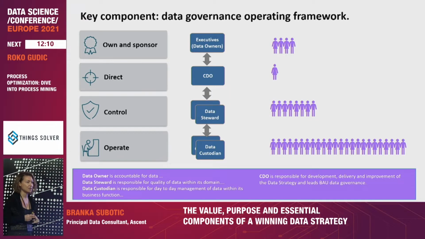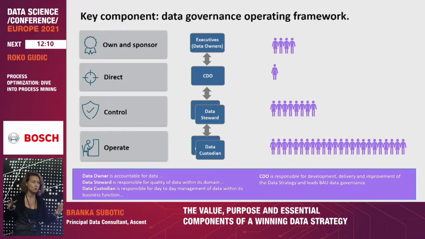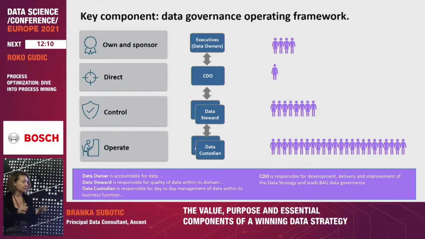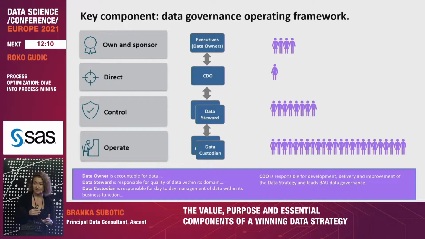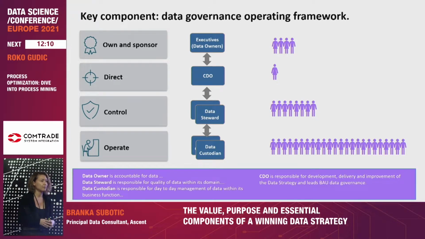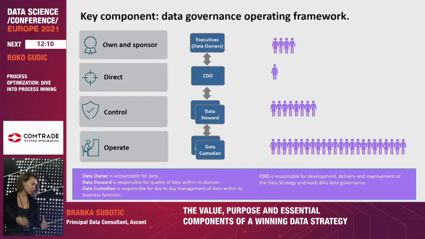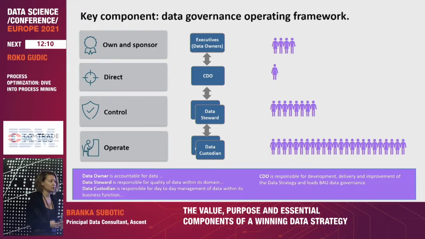The next layer down is direct. This is where a chief data officer, or whatever the title is in the organization, lives. And they set the direction of travel. They're the people with experience and enough influence over the executives, and they will set the direction of travel for the data strategy work and the focus areas. And they are responsible for setting a certain number of practices, processes, templates, tools for the next layer down to use.